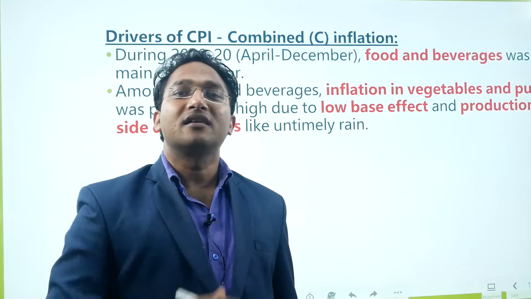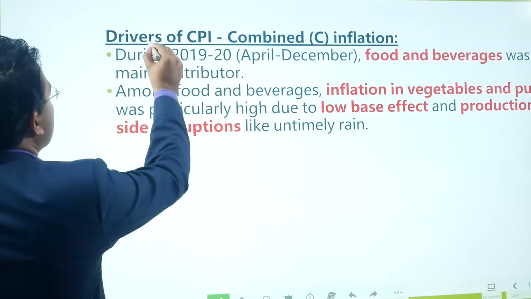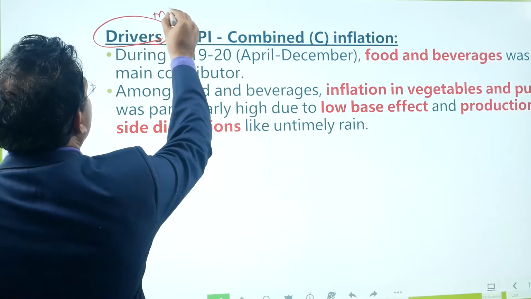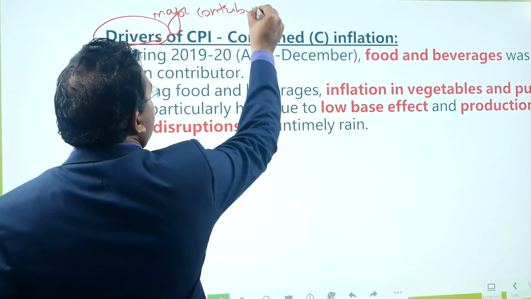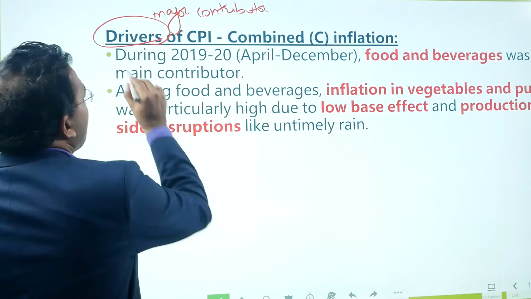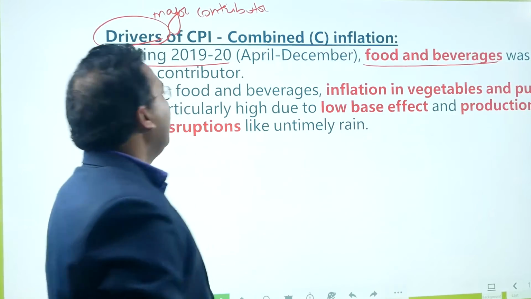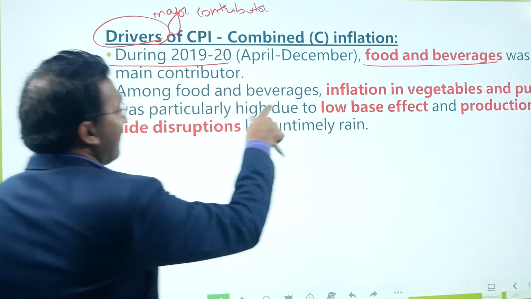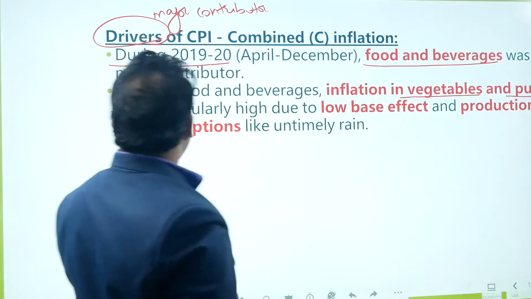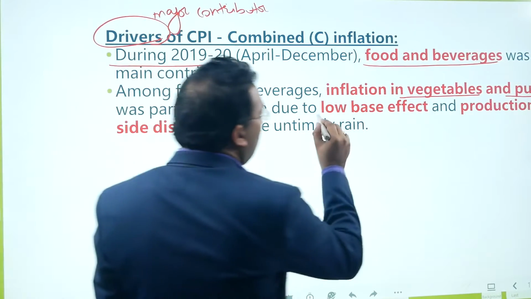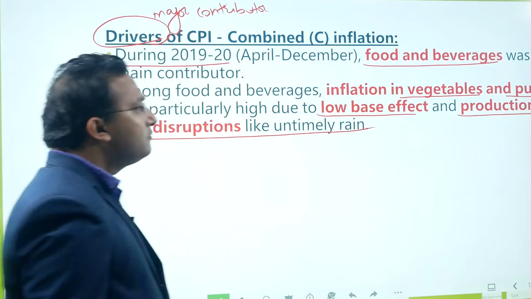Let us see what are the major contributors, or the drivers, to the CPI combined. During 2019-20, food and beverages was the main contributor. Among the food and beverages, the inflation in vegetables and pulses was particularly high due to low base effect and production side disruptions like untimely rain.